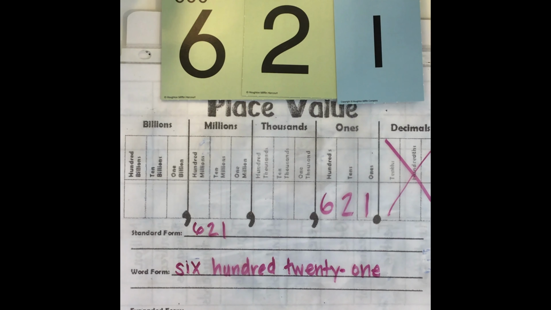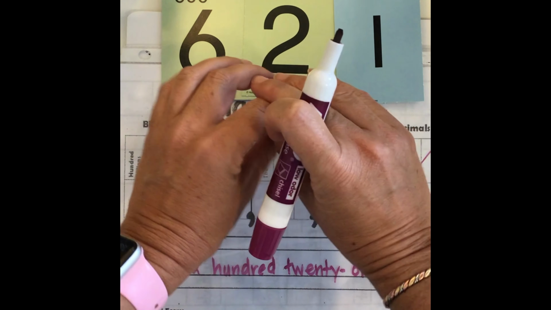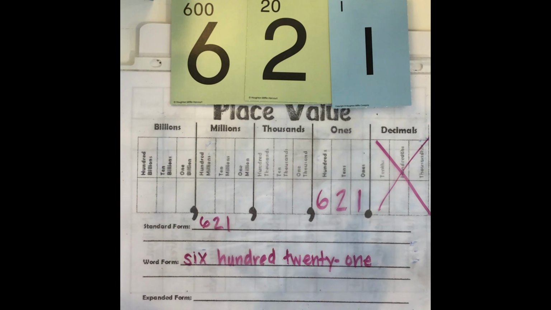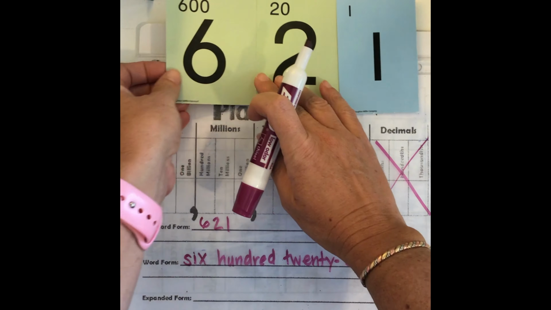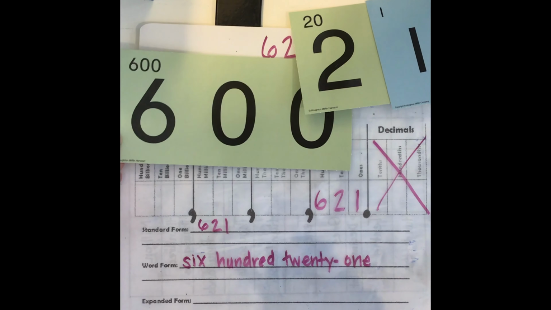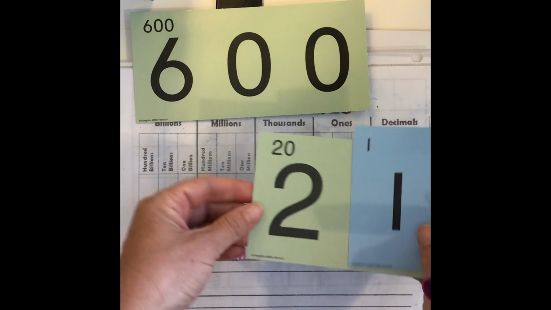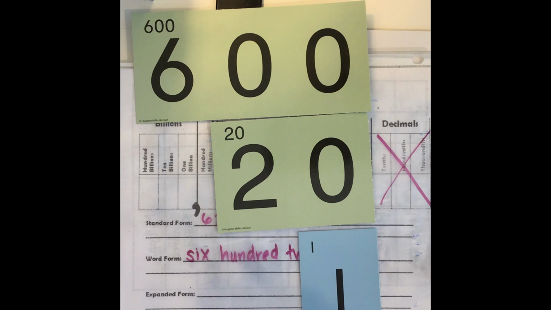Now here's where we get to use our magic cards. We're going to expand the number. That's what we do for expanded form. So we actually write the value of each digit. We're going to start with the highest one. So this 6, when we expand it, is actually worth 600. The 2, when we expand it, is actually worth 20. And the 1, when we expand it, is still just worth 1. So we can write this as an addition problem, and that becomes the expanded form of our number.